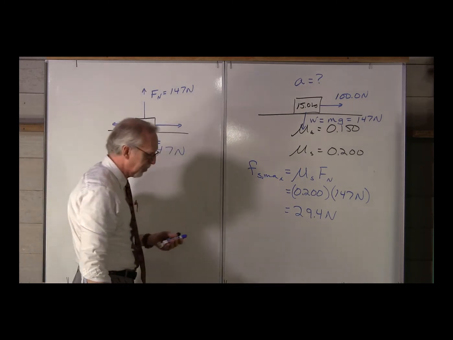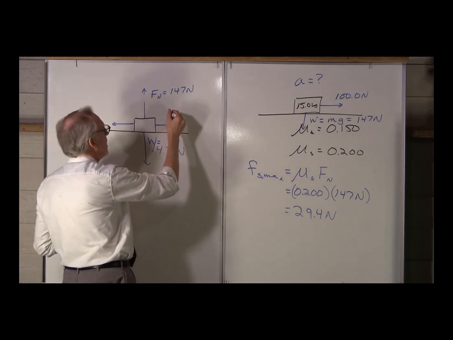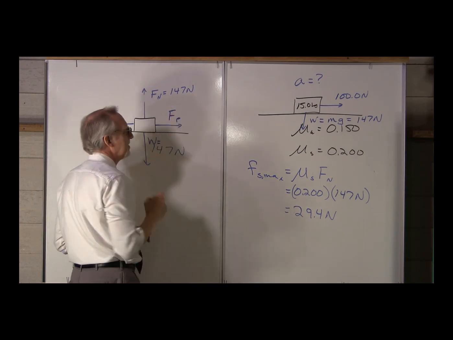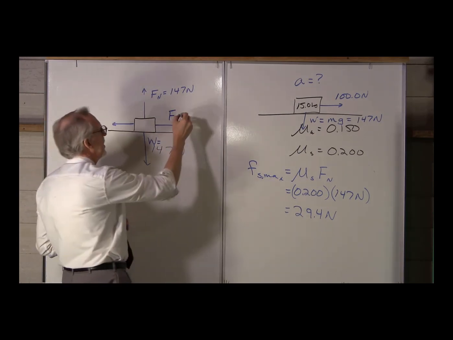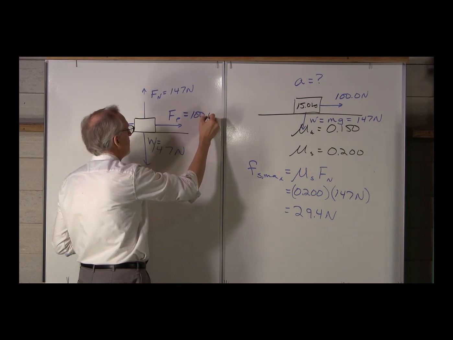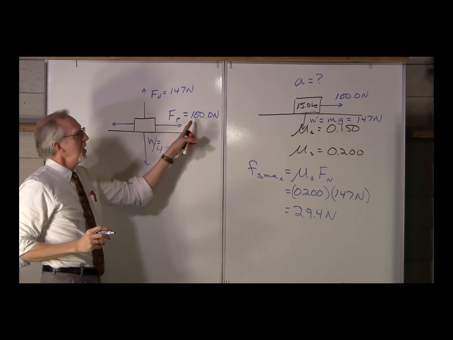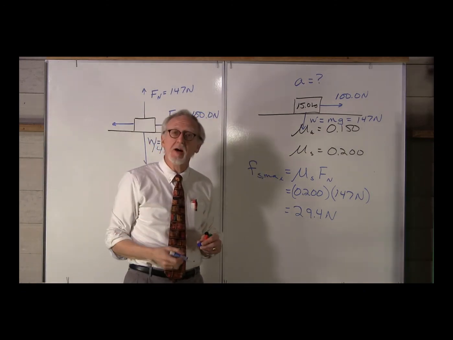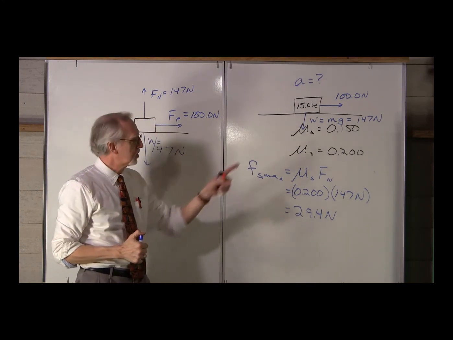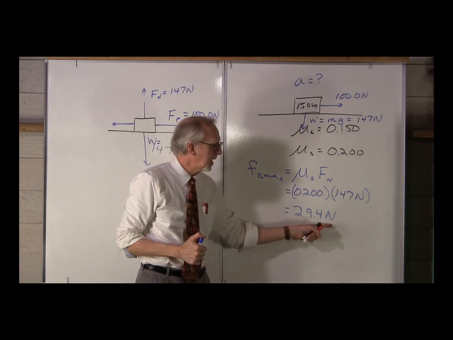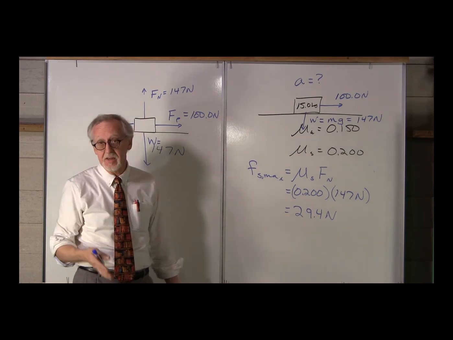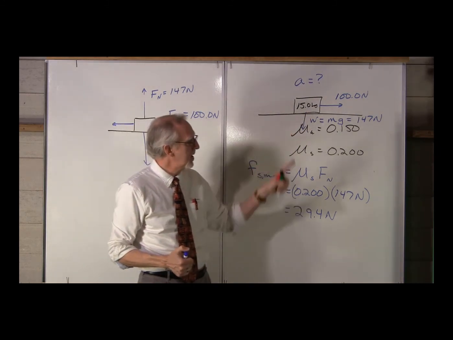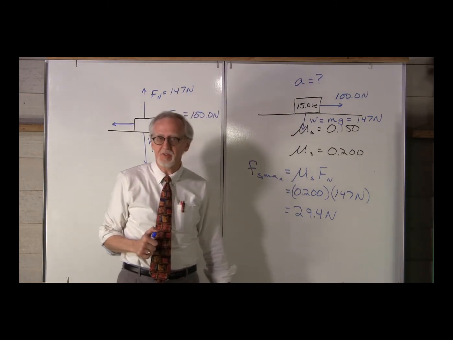We now have a pushing force of 100 newtons. We might write this as F sub P, or F sub push, is 100 newtons. Is that strong enough to overcome the maximum static frictional force? Well, we figure out Fs max, 29.4. Yes, it is. The pushing force, 100 newtons, is larger than Fs max.